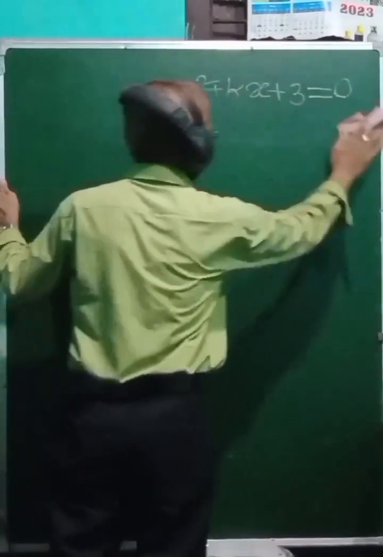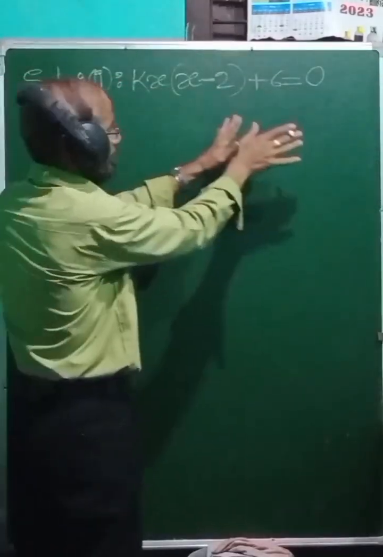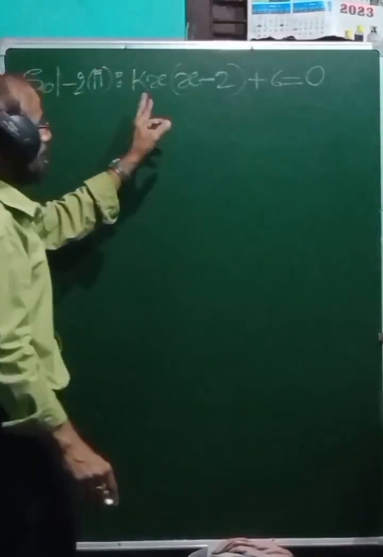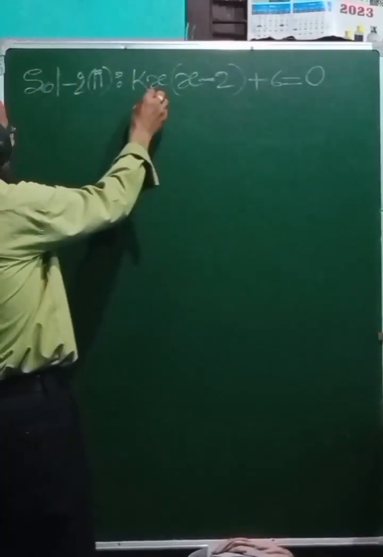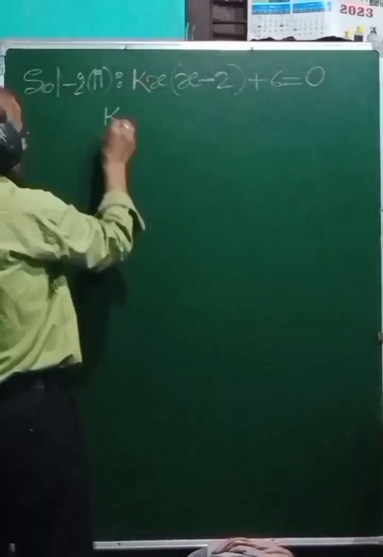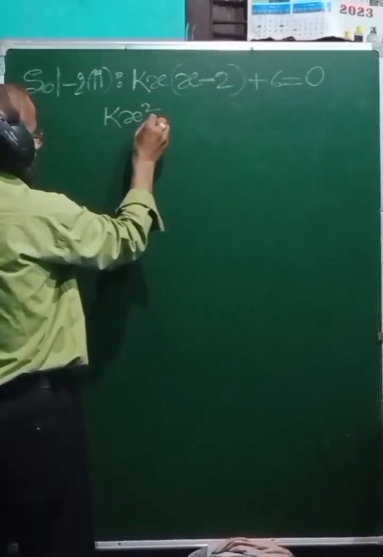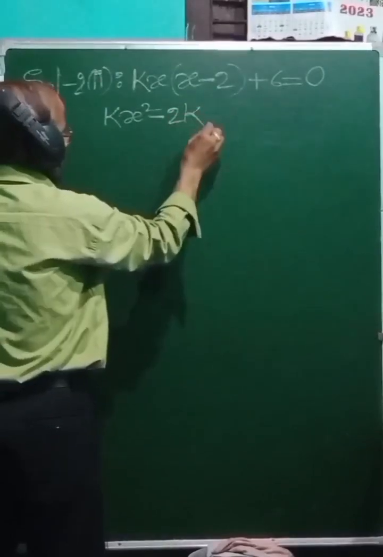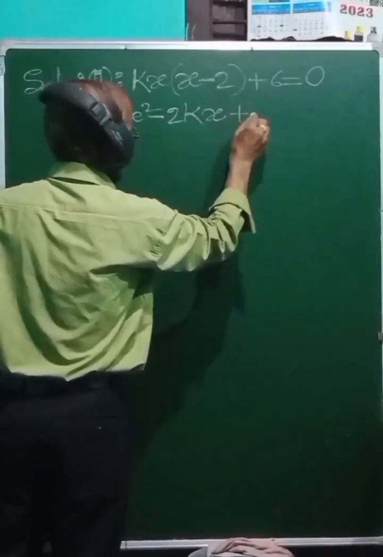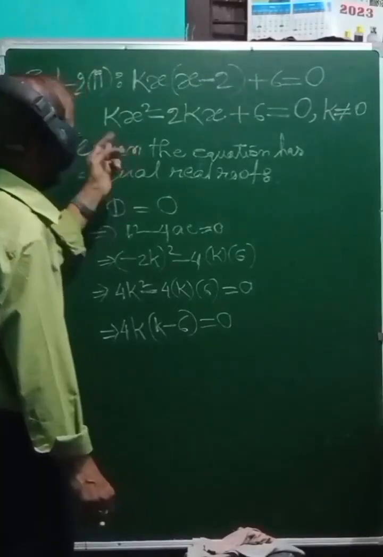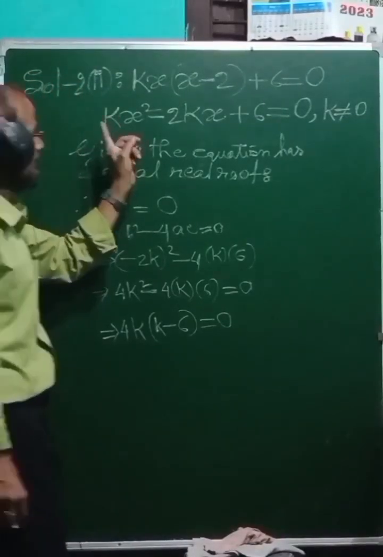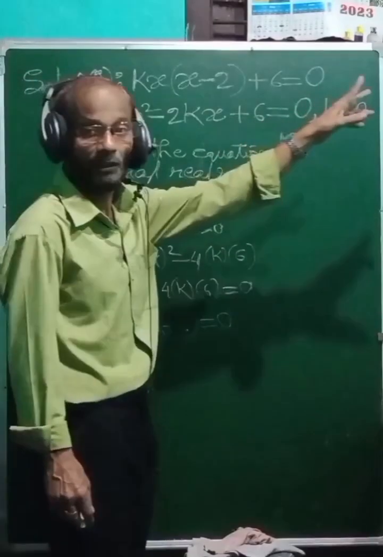Now we are moving to the next part. This is the question given: find the value of k for which the equation has two equal roots. So we need to simplify it first of all: kx² − 2kx + 6 = 0. If this has to be a quadratic equation, then definitely the coefficient of x² is not equal to 0.